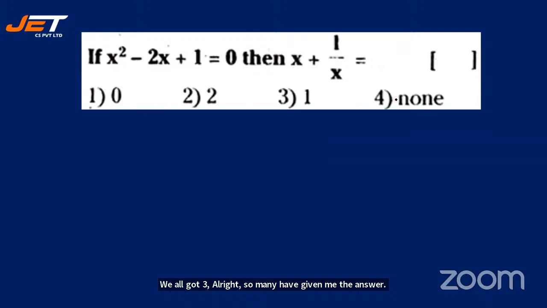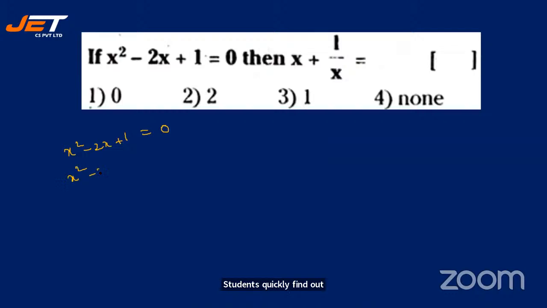If x squared minus 2x plus 1 is equal to 0, then you have to find out what is x plus 1 by x. All right. So just factorize it, find out the value of x. So x squared minus 2x plus 1 is equal to 0. Students, quickly find out the answer and give me. By the way, let me solve it for you.